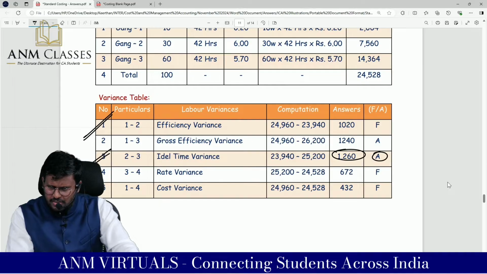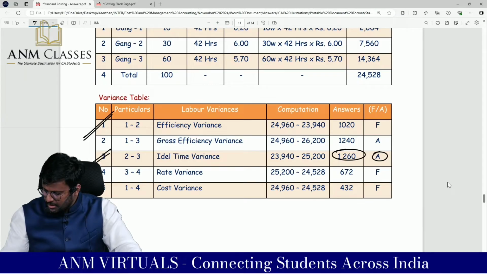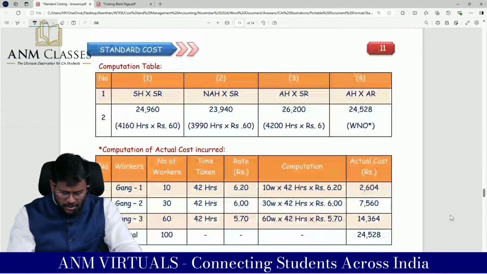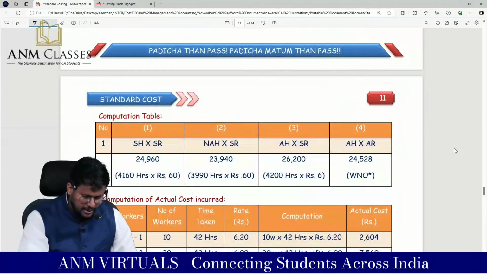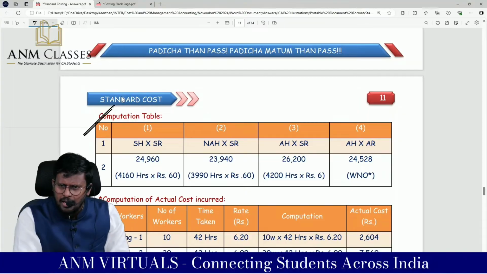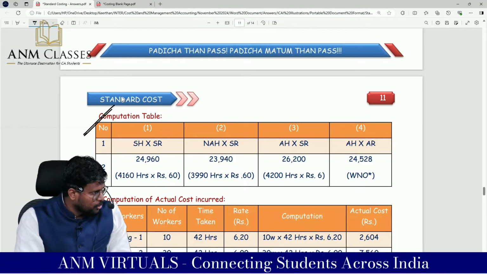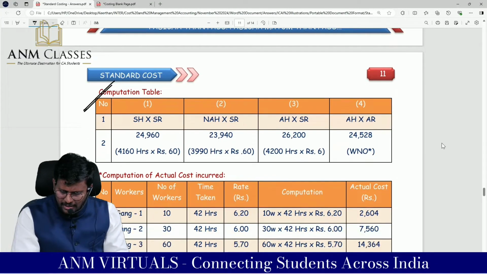Efficiency variance, gross efficiency variance, right? 24,000 minus 25,200. அப்ப இங்க வா காலம் நம்ம போடுவோம். இட்ஸ் எத்தனை காலம்? 4 காலம். ஏன்னா என்னால இங்க மிக்ஸ் போட முடியாது. மிக்ஸ் போடணும்னா ஸ்டாண்டர்ட் மிக்ஸ் வேணும். என்கிட்ட இங்க ஸ்டாண்டர்ட் மிக்ஸ் இல்ல.